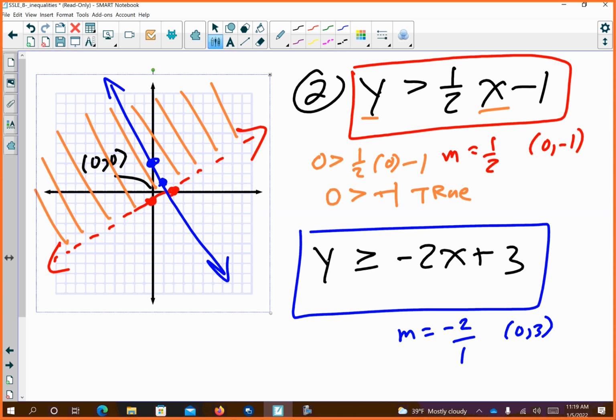All right, so I'm going to take 0, 0, plug it in. So I get 0 is greater than or equal to negative 2 times 0 plus 3. Negative 2 times 0 is? 0. 0 plus 3 is? Is 0 greater than 3? No, so that's false. This is for what color line, red or blue? Blue. So I'm going to shade the other side of the blue. So right now, 0, 0 is living on this side of the blue, agreed? So I'm going to shade this side of the blue.